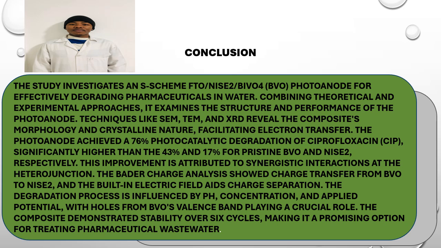The interaction between the layers, charge separation aided by the built-in electric field, and the degradation process is influenced by pH, concentration, and voltage, with holes in the BiVO4 layer playing a crucial role, and the photoanode remained stable for over 6 cycles with minimal efficiency loss.